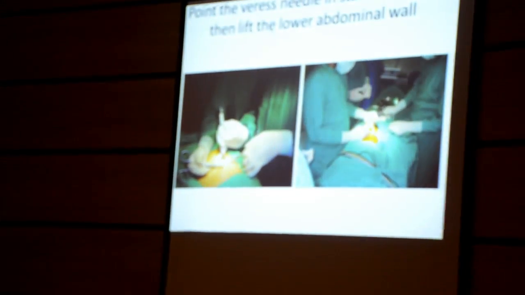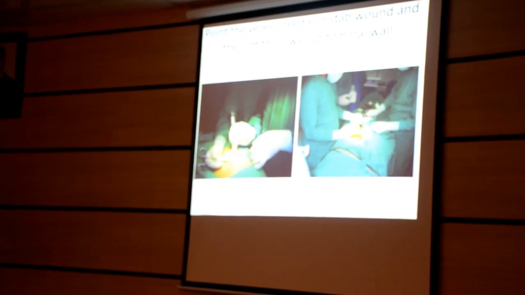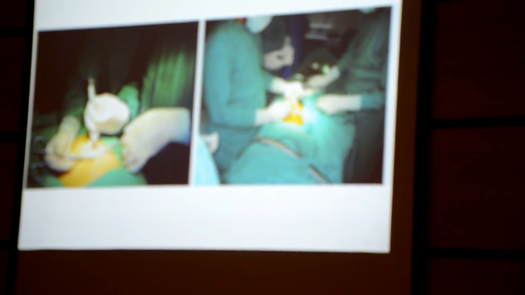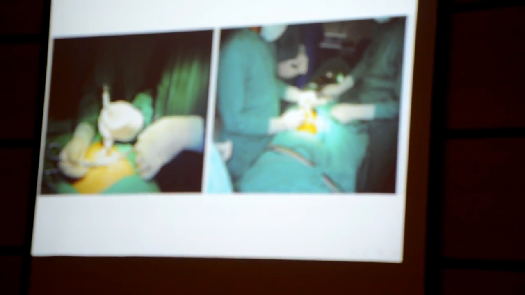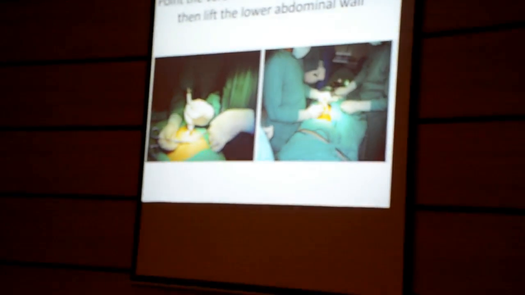We point the Veress needle into the wound that we created, and then lift the abdominal wall upward, like in this picture. We can use towel clips, but it is not preferable because it may cause injury and post-operative problems.